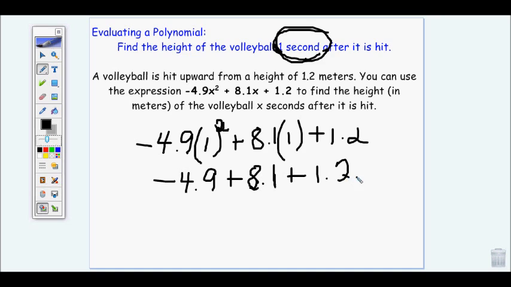So now I just have 3 decimals. You'd probably just plug that into your calculator, and you're going to come up with 4.4 as your final answer. And then it says that we want to make sure that we label that, and that was in meters. So I'll put meters there. So the height at 1 second is 4.4 meters. And that actually concludes 12.1.